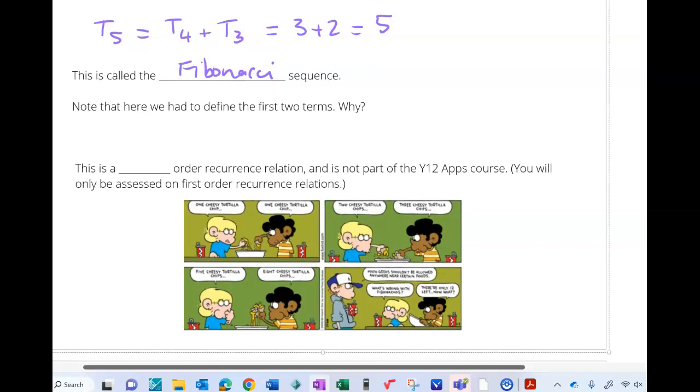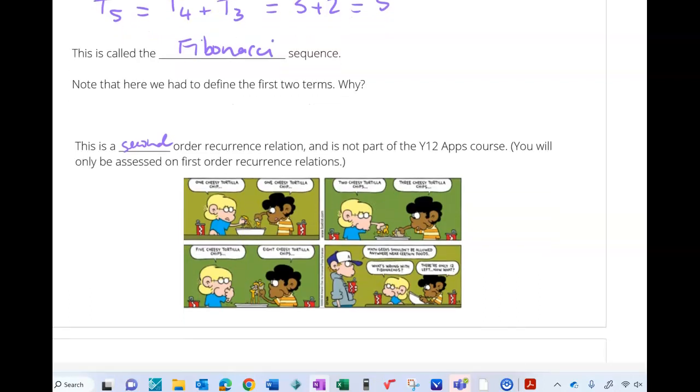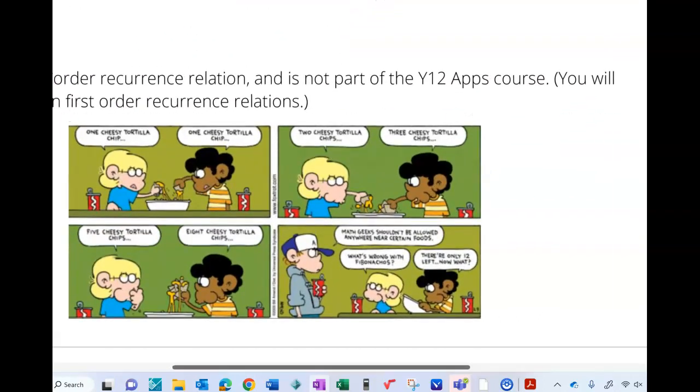Okay, so this one is what we call a second order, not part of the formal course, but I just thought Fibonacci is a pretty interesting sequence and comes up in lots of things in real life. But you will only be assessed on first order. So the reason why this one is because we're using 2 previous terms to get the next term. And anyway, I hope you like my little cartoon there.